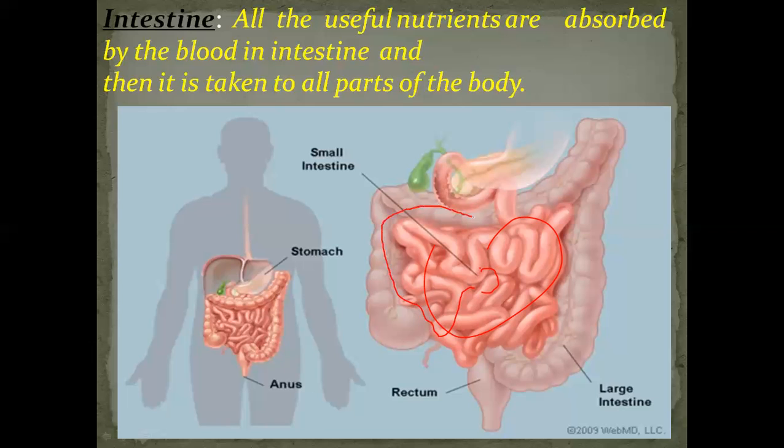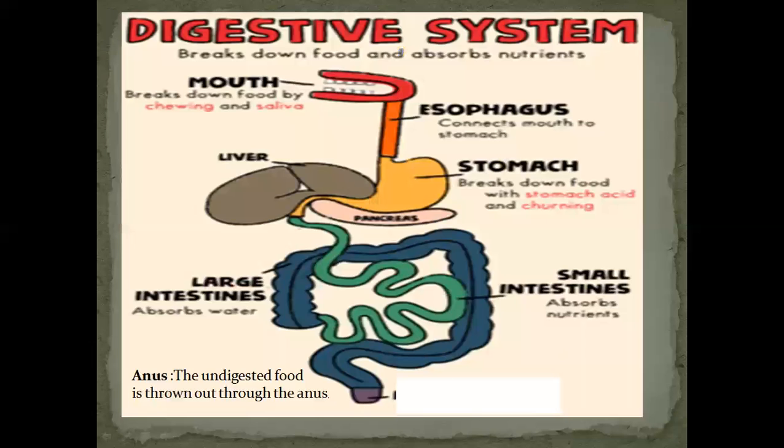There in the large intestine the water is absorbed, and only the undigested food is thrown out through the anus. So this is about the digestive system.